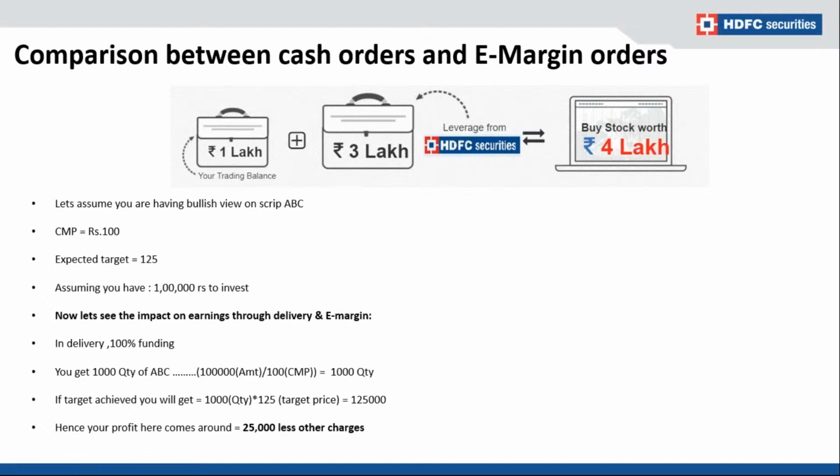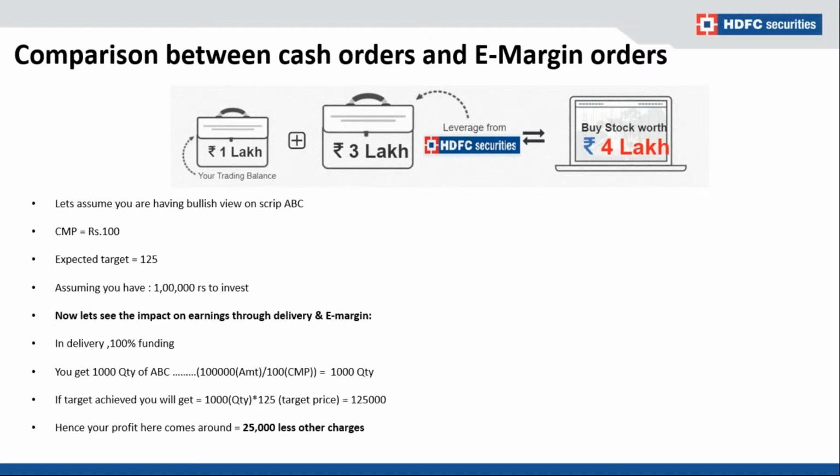You do have a 1 lakh rupees bank limit in your account. Okay, so now let's see the impact of earning through delivery and e-margin. In delivery, that means cash, you have to provide 100% funding, right? So you get 1,000 quantity of ABC, because you have 1 lakh rupees in the bank limit and the price is 100 rupees. That means you can only purchase 1,000 quantity, right?